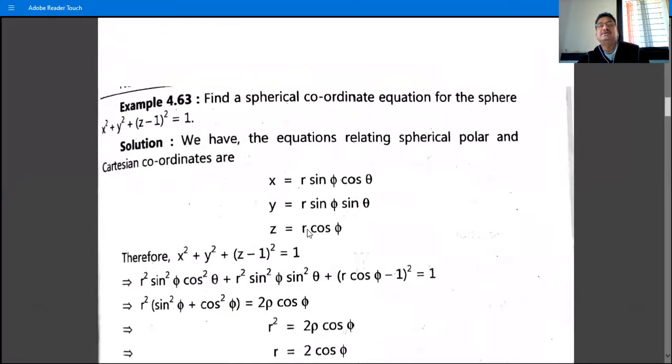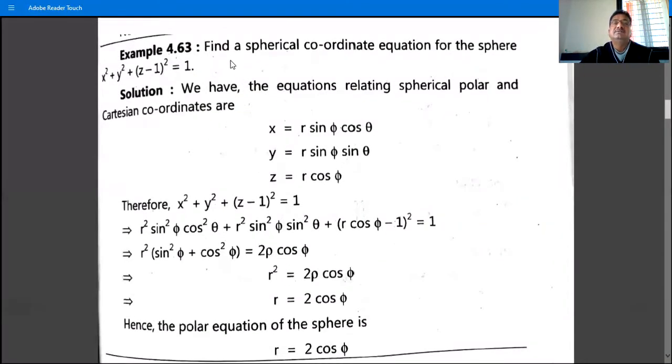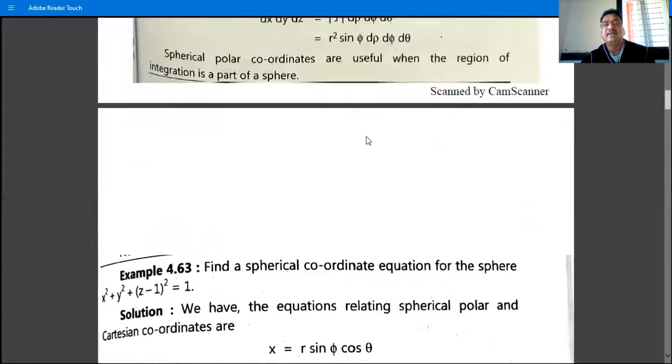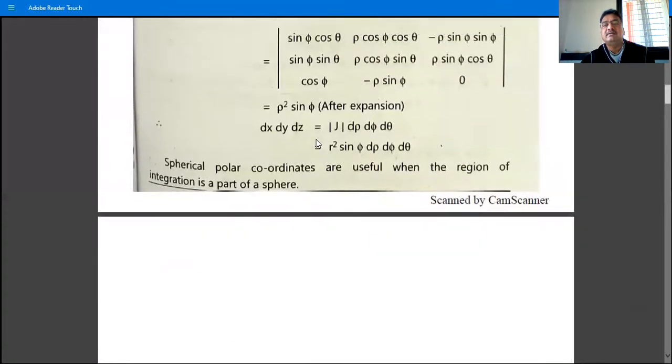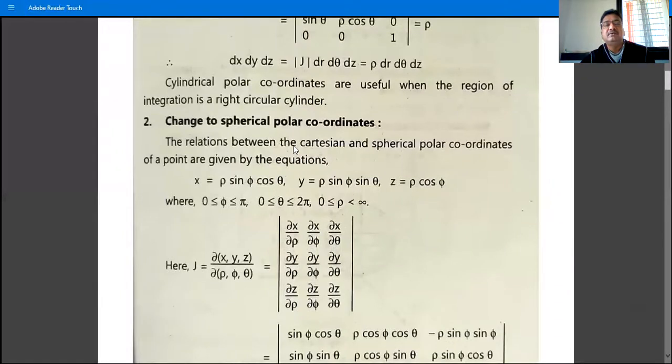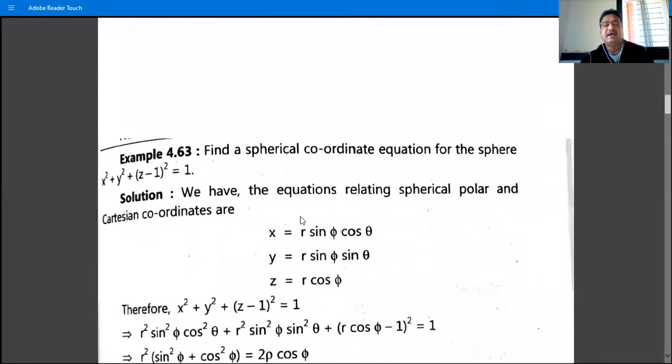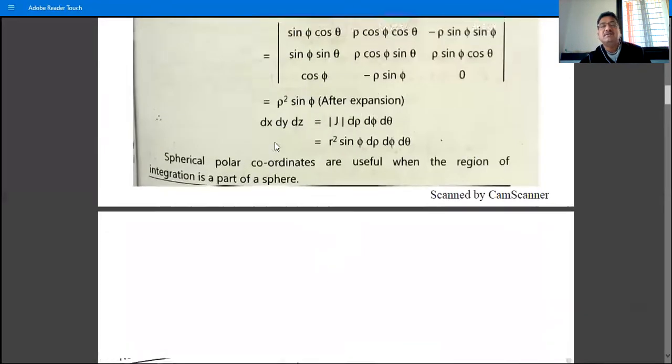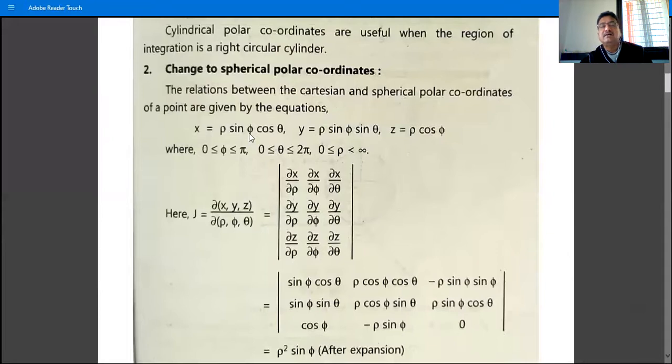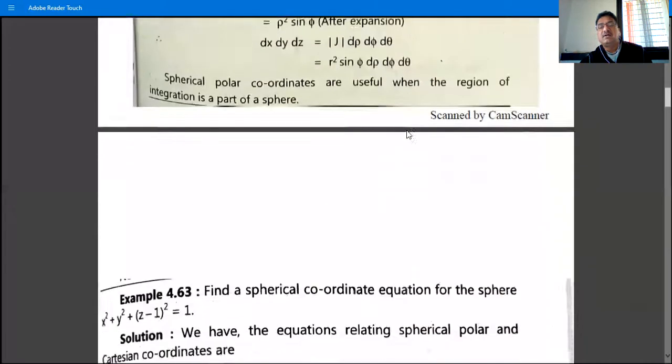So, the examples on these. Find a spherical coordinate equation for the sphere. We have to convert this equation of the sphere into spherical coordinates. That is, use x as r sine phi cos theta. Either use rho notation or r notation; I think r notation is familiar to us, so use r where rho is used. So x is r sine phi cos theta, y is r sine phi sin theta, and z is r cos phi.